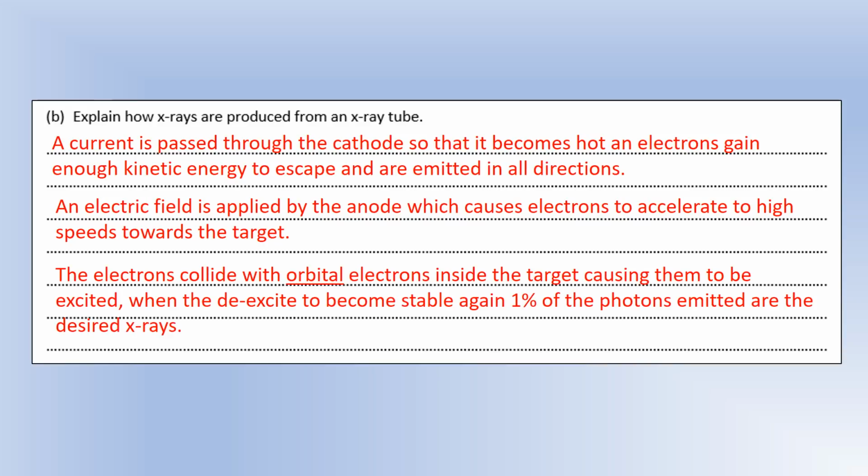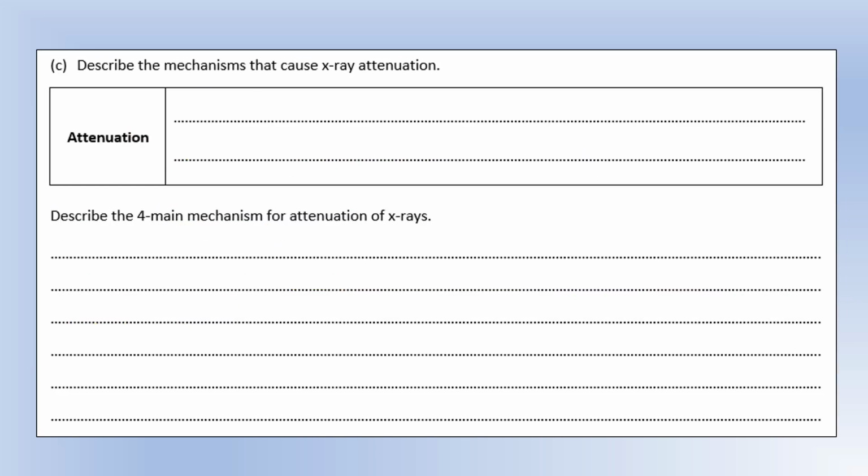This is where we start making X-rays. So the electrons collide with orbital electrons inside the target. They make them become excited. And when they de-excite again, about 1% of the photons emitted are the desired X-rays we want. And typically what we do is we then pass it through a filter to get rid of all the other photons we don't want.